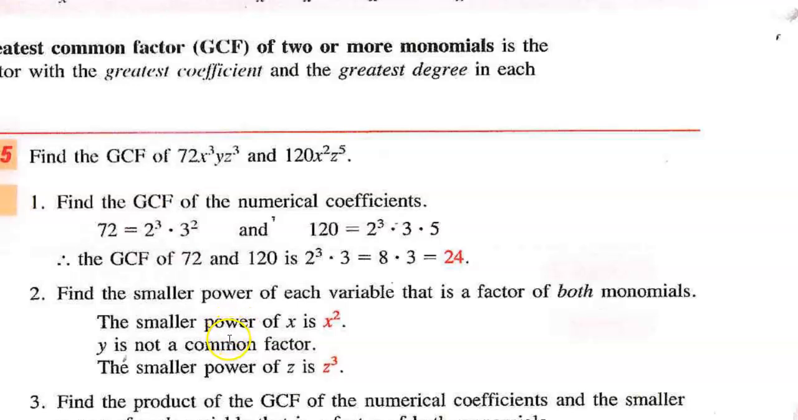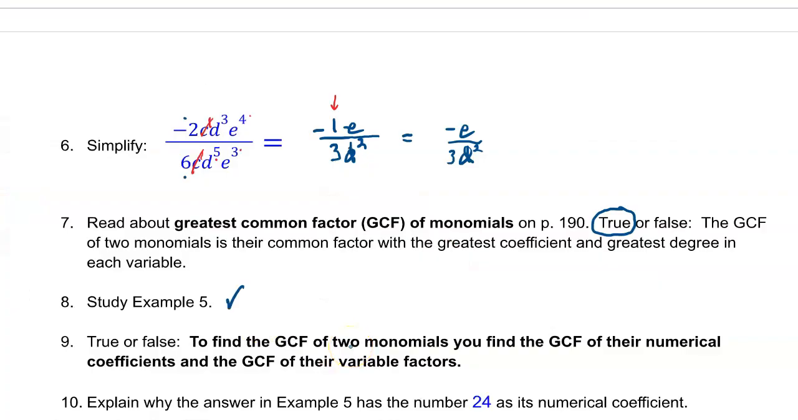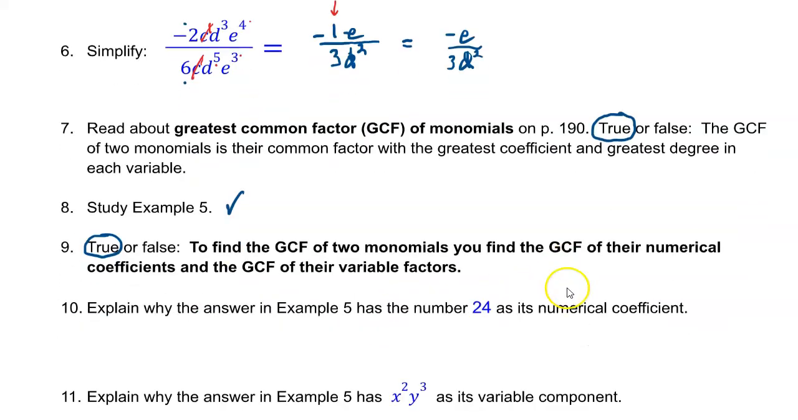That can be a bit confusing to think about finding the thing called greatest common factor by using the smaller power of the variables, greatest and smaller. It seems a little strange, but we talked about in yesterday's lesson why this is true. Okay, number 8, check. Number 9, true or false. To find the greatest common factor of two monomials, you find the greatest common factor of their coefficients and the greatest common factor of their variable factors. This is true. That is describing the skill.